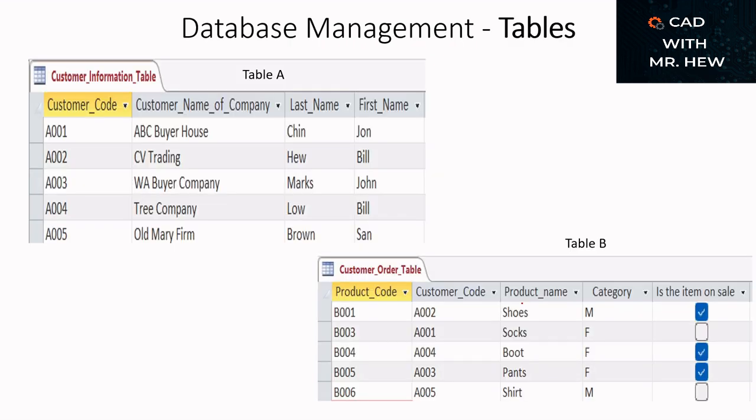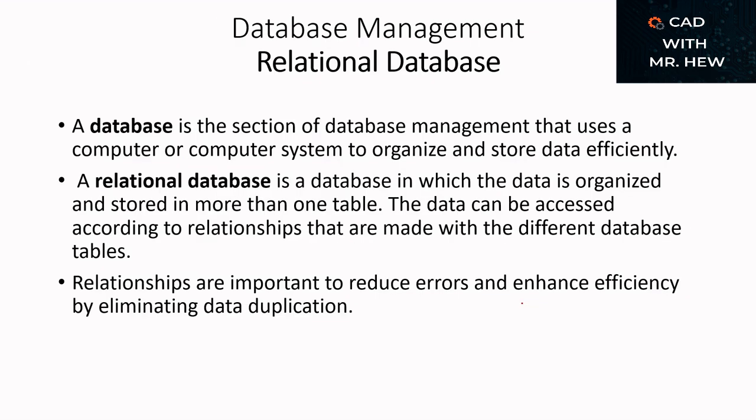So here we have two tables. Table A is a customer information table. Table B is a customer order table. So table A has the information for the companies and the names of the persons who are associated with these companies. Then we have the customer order table labeled table B, where we have the different products. We have the socks, the shoe, the boot, and the shirt. These are the products that the companies would purchase from us.